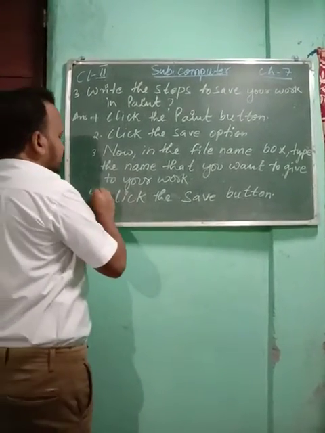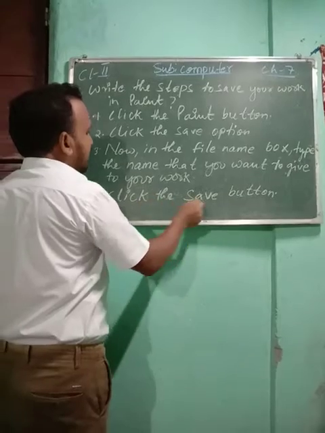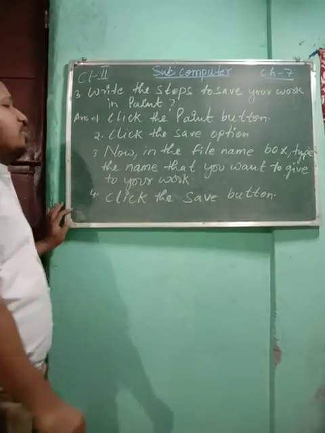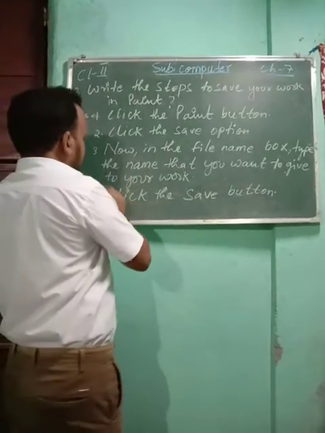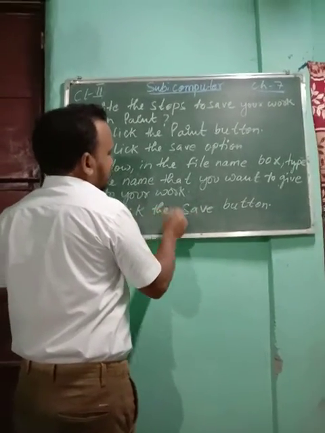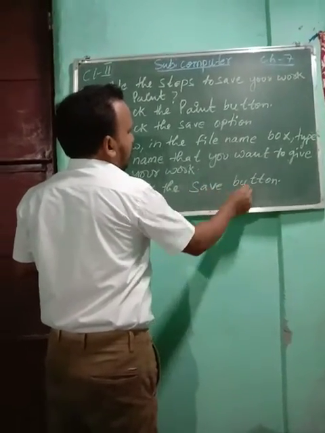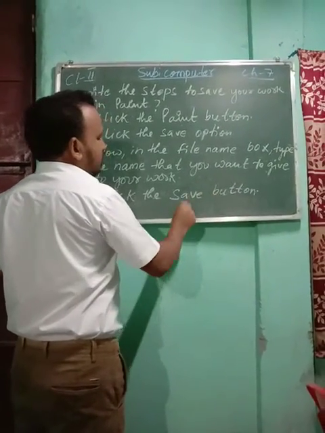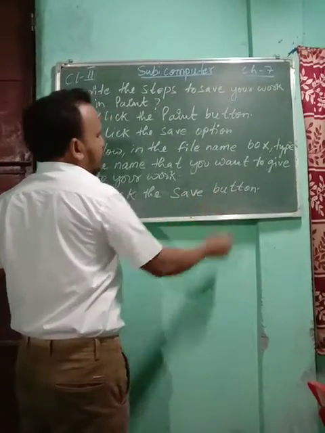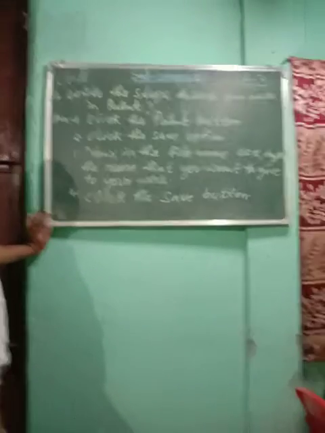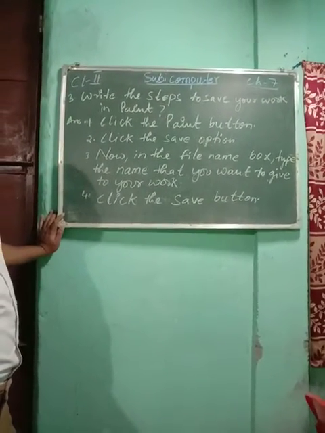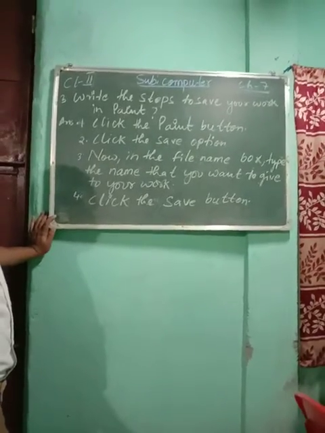Okay, fourth step, click the save button. Down there will be cancel and save options. So at last, in the fourth step, you will click on the save button. Automatically your work in Paint, whatever you are saving, will be saved.